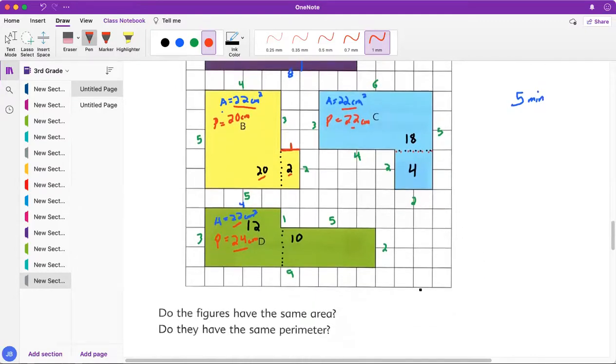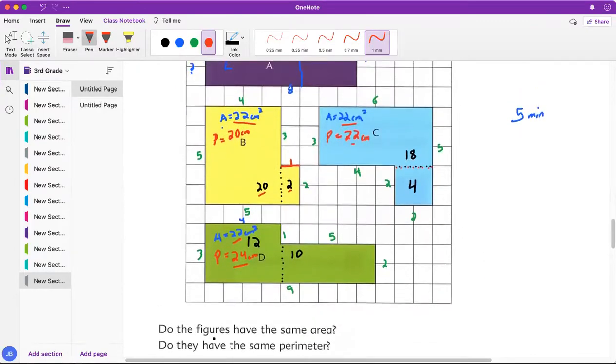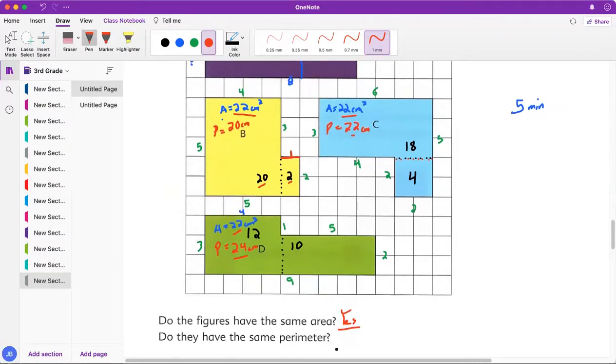Oh, and then it says, do the figures have the same area? And so we know that this one is yes. They all have the same area. Do they have the same perimeter?